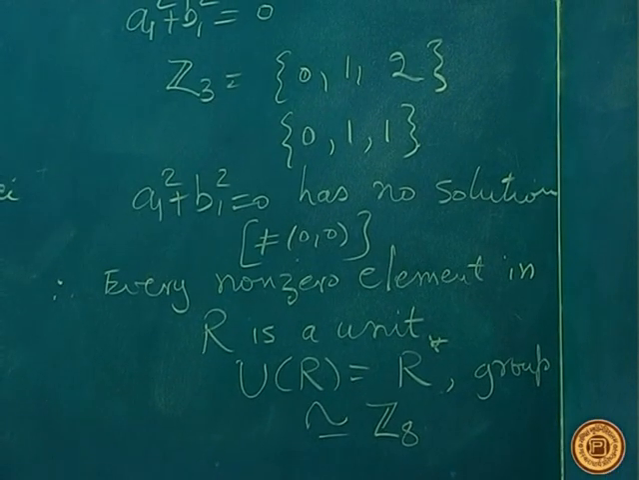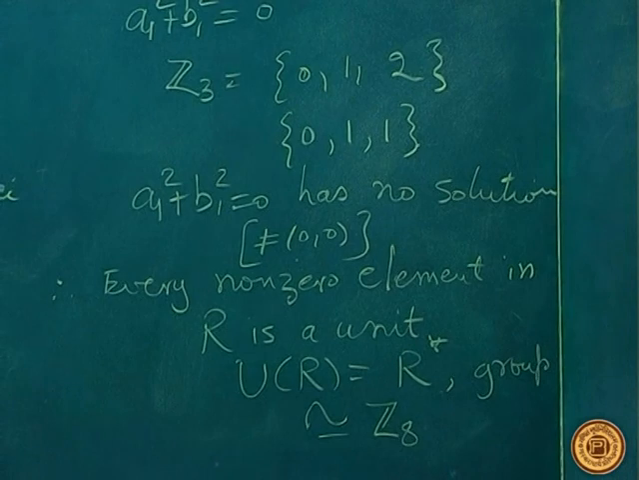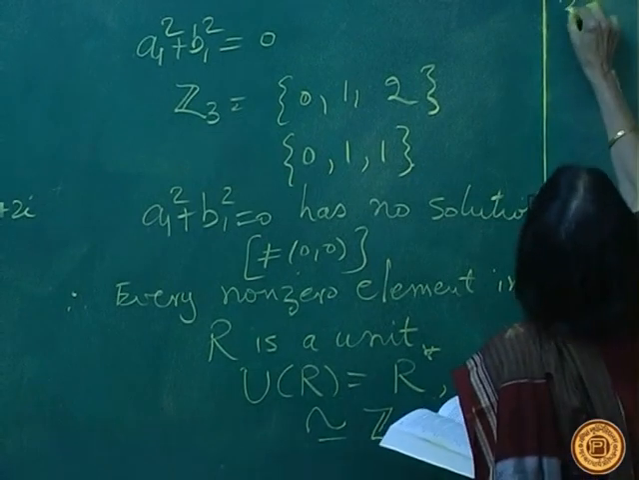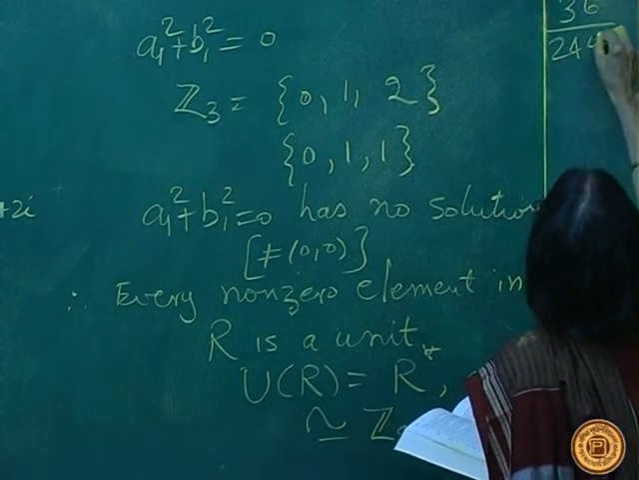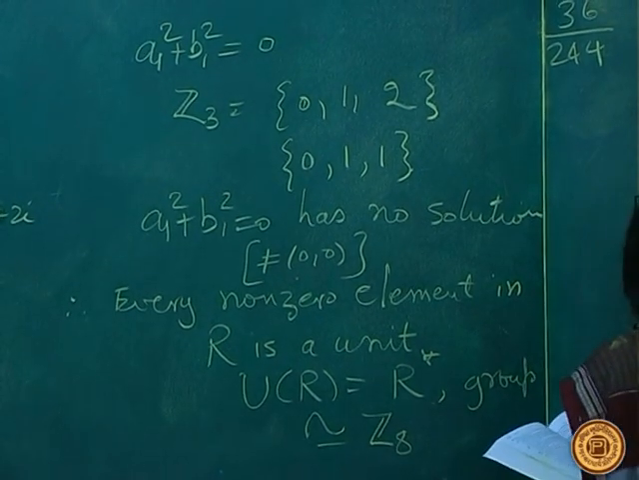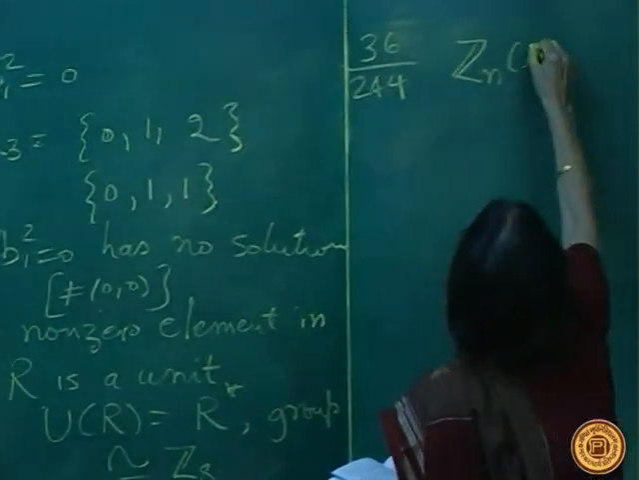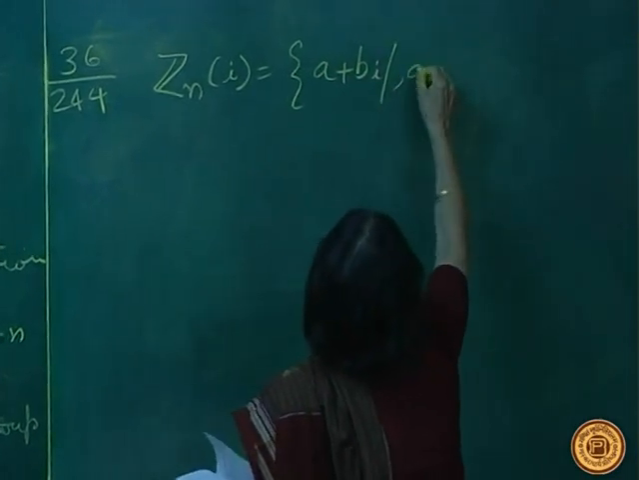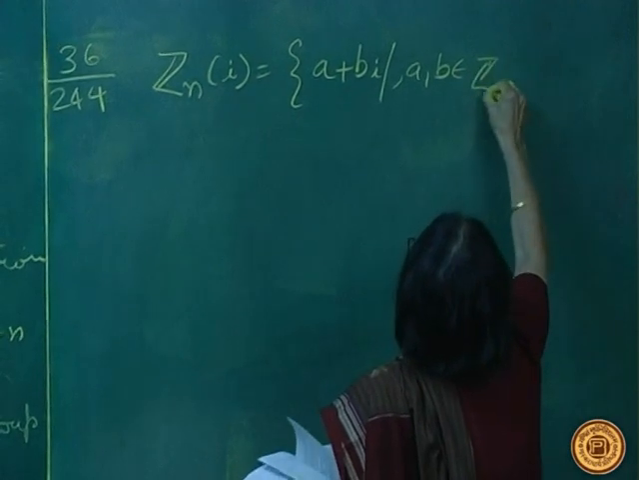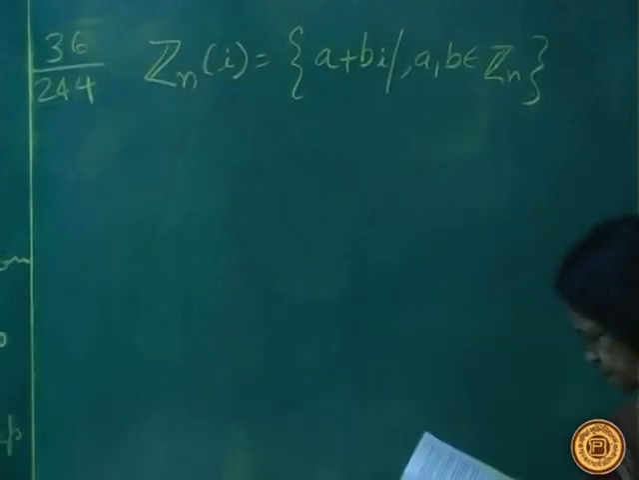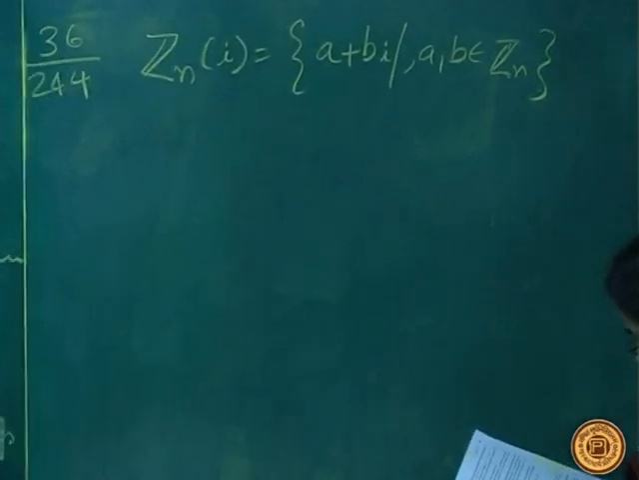So this one was 35. Let us look at 36, which is the generalization of the same problem. Instead of Z3[i] now, we are going to look at Zn[i]. So the general element will be a plus ib with a and b in Zn. i squared is minus 1. I don't have to write that every time.